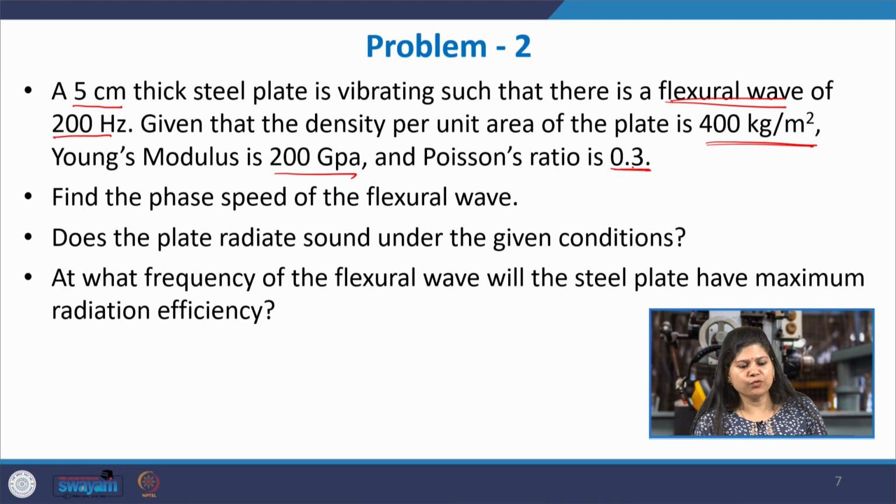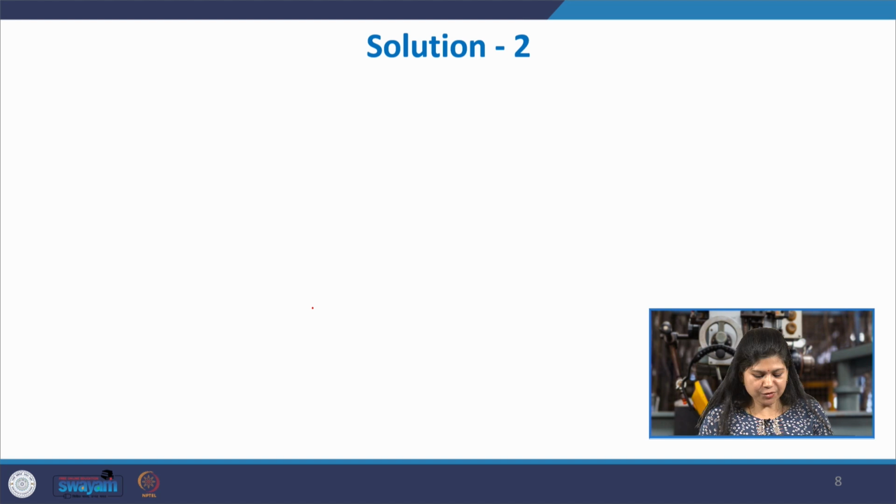First of all, we have to find out the phase speed of the flexural wave that is created. Then answer the question: at this condition, does the plate radiate sound, or not? And then also answer what frequency of the flexural wave will give you the maximum radiation efficiency. So, let us attempt this.